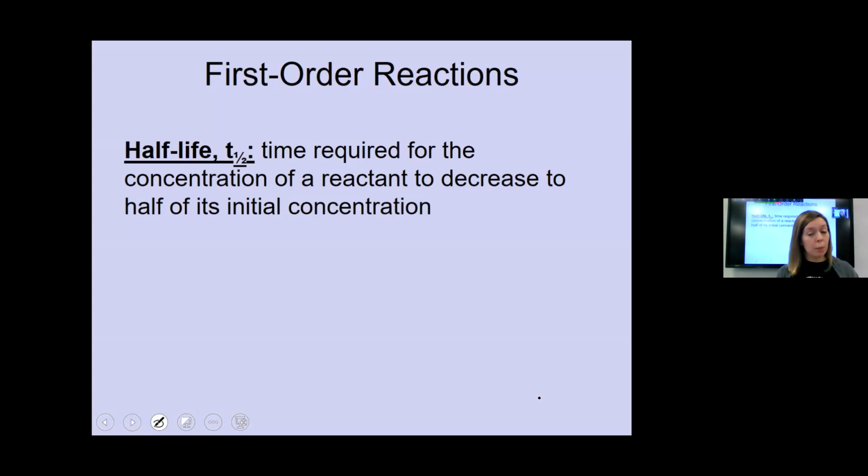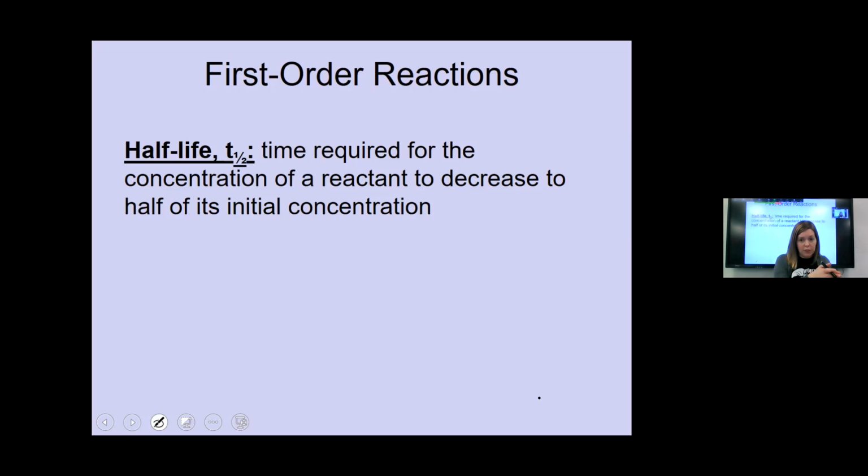Last thing that we need to talk about with first order reactions. First order reactions follow half-life. So the time that it takes for half of the concentration to decrease is the half-life. So we did this in Regents Chem with nuclear chemistry. If we started with 50 grams of a radioactive sample, its half-life is the time that it took to end up with half of that.